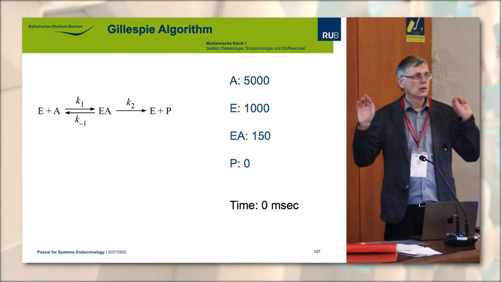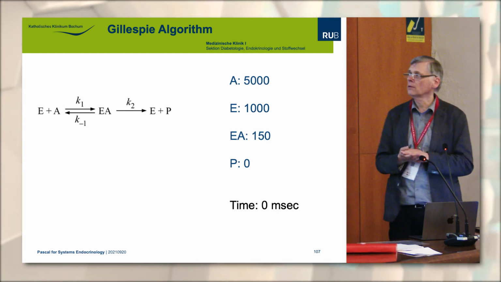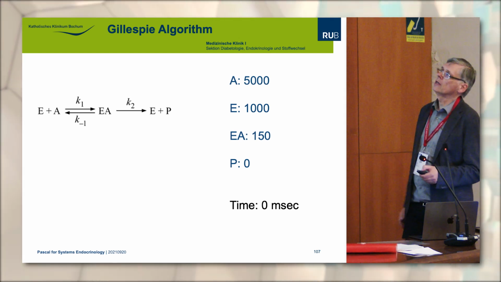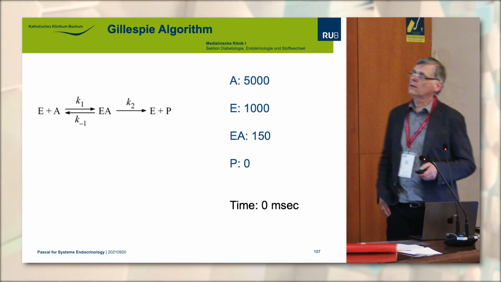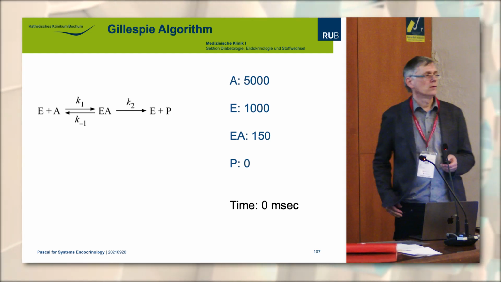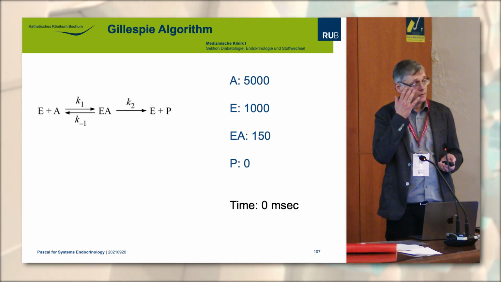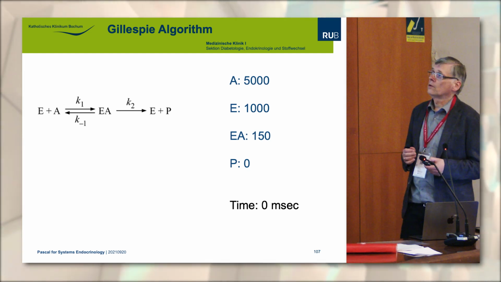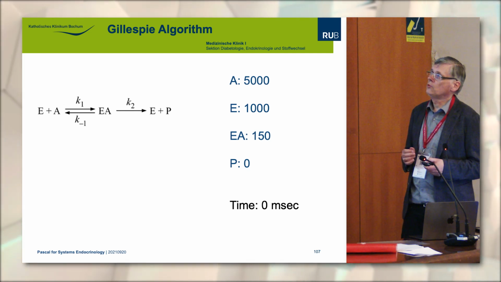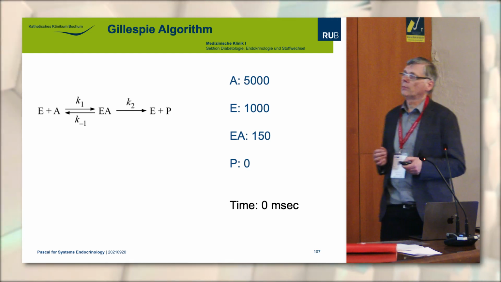One decision: when will the next reaction take place, after how many milliseconds? And the second decision is, which of these reactions will occur? For the second decision, we need information about the propensity, the basic probability by which this reaction will occur. So the propensity for this reaction is the product of these two concentrations times this rate constant. This delivers the propensity for the reaction.